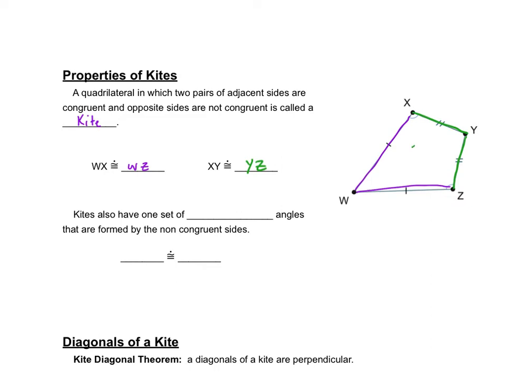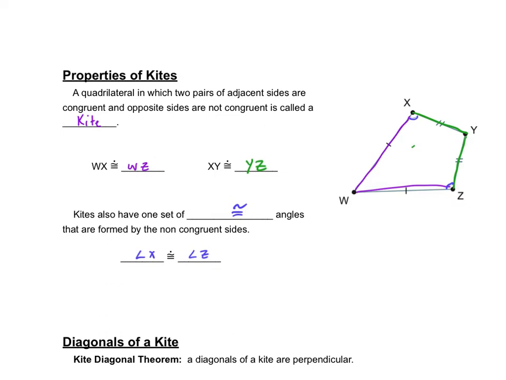Looking over here at our drawing, they are going to have one set of congruent angles. Opposite angles are going to be congruent, and these are formed by our two non-adjacent sides. That's another one of the properties of a kite: those opposite angles formed by those non-adjacent sides are going to be congruent. So we know that in this case, angle X is going to be congruent to angle Z.